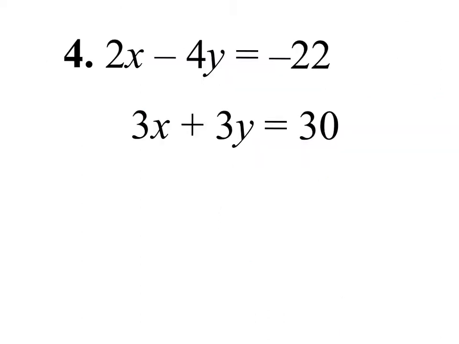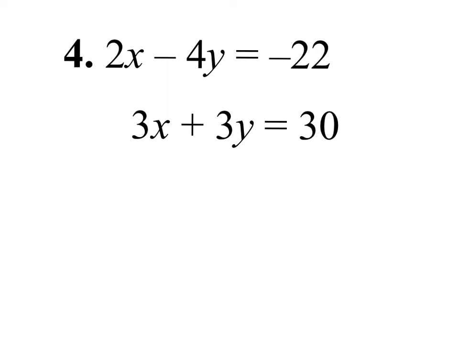Let's take a look at number 4 right here. Now this one's even more interesting because when you choose, what do you want to do? You want to cancel out x's or y's? Well, you look at the numbers first, like this is a 2, this is a 3, so I need this to be a positive 3, this to be a negative 3. I can't do that. So how about the y's? Well, this is a negative 4, I need a positive 4 down here. I can't do that because 3 times 2 is 6, not 4.